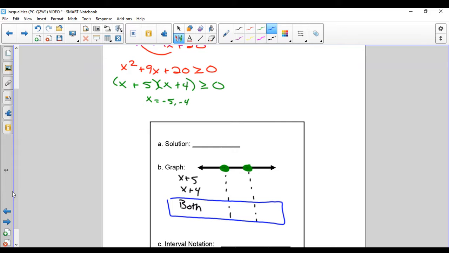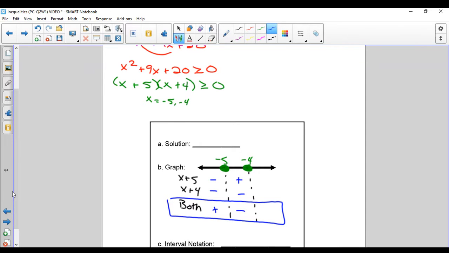So we plug it in, pick a number less than negative 5 to start. So negative 10, it can be whatever you want as long as it's less than negative 5. So negative 10 into both of those are negatives. Negative times a negative is a positive. All right. In the middle, in between those two, just pick something as basic as you can with a small window like that. It'd be like negative 4.5. Negative 4.5 plus 5 is positive. Negative 4.5 plus 4 is negative. We get another negative here.